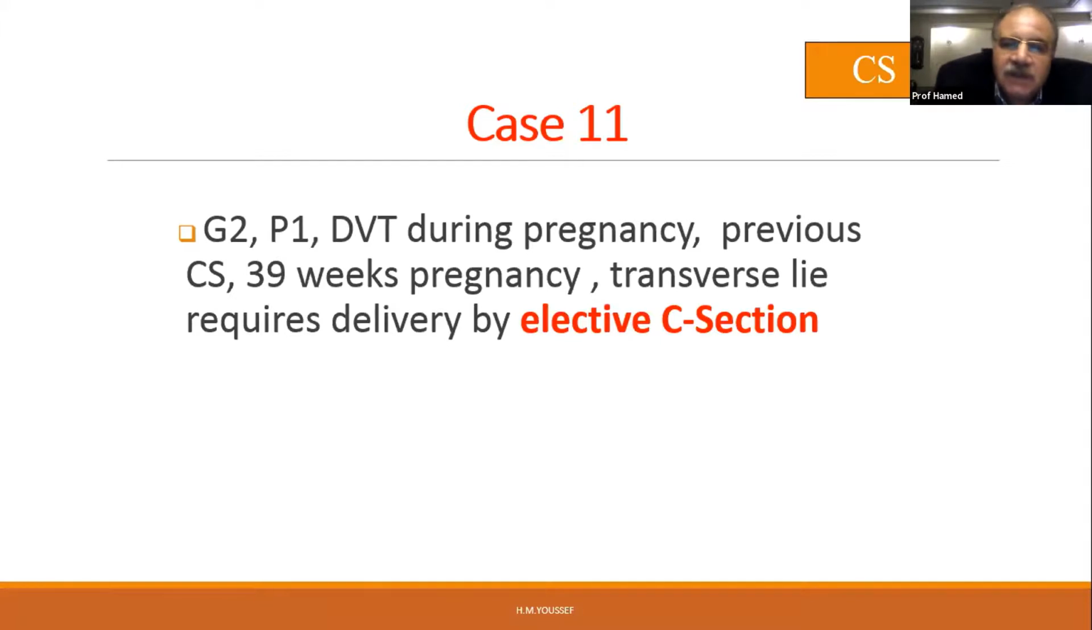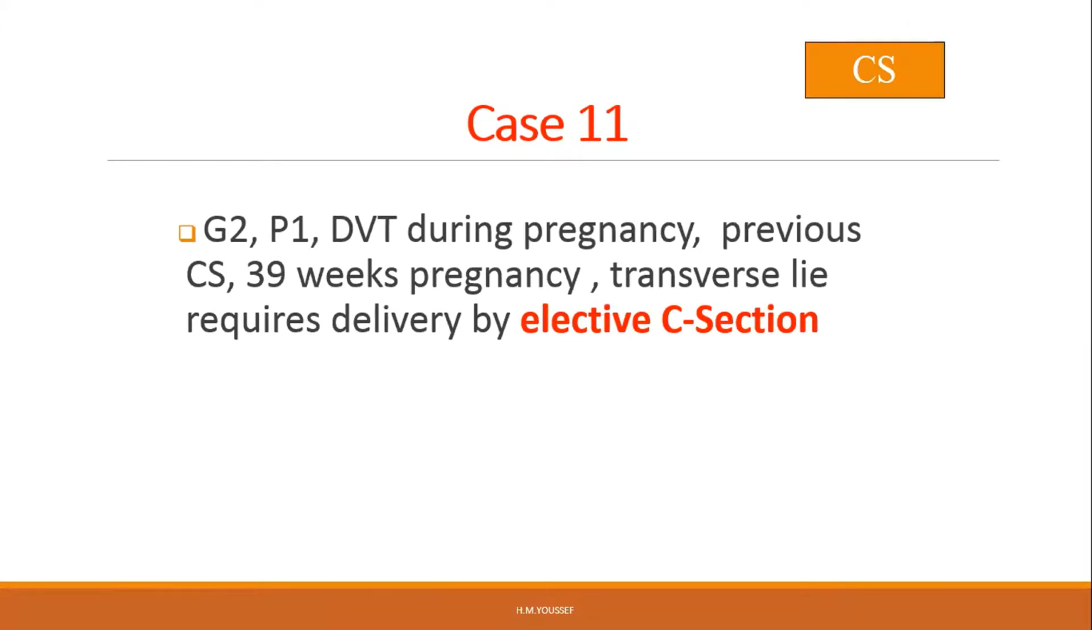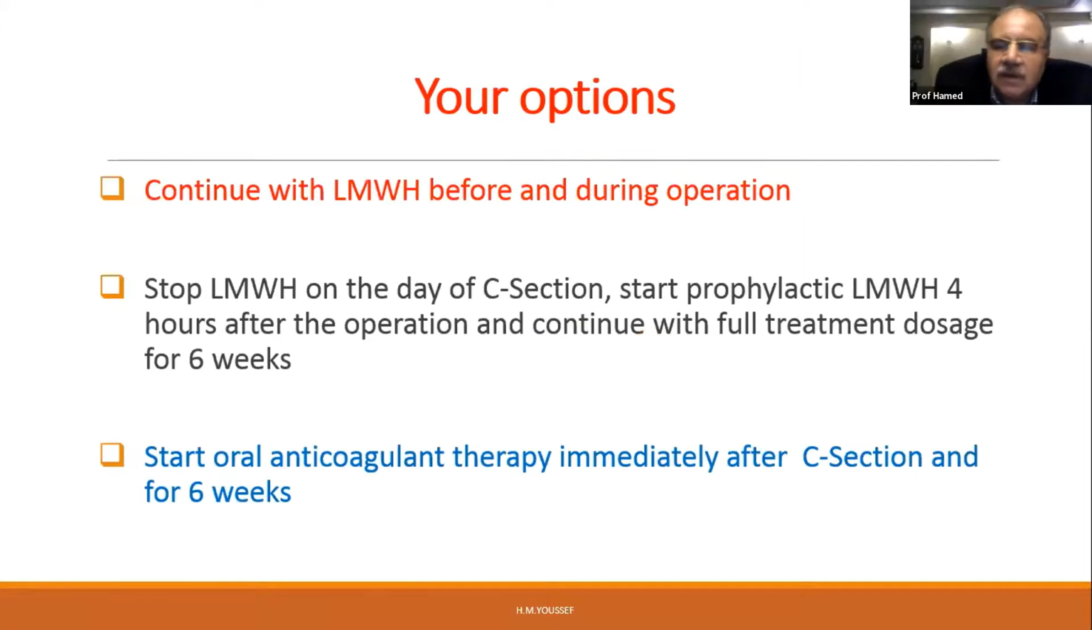Gravida 2 para 1, DVT during pregnancy, previous cesarean, 39-week transverse lie, required delivery by elective cesarean. What's your option? Continue with low molecular weight heparin before and during operation. Stop low molecular heparin on the day of CS and start the prophylactic dose after the operation and continue with full treatment dose for 6 weeks.